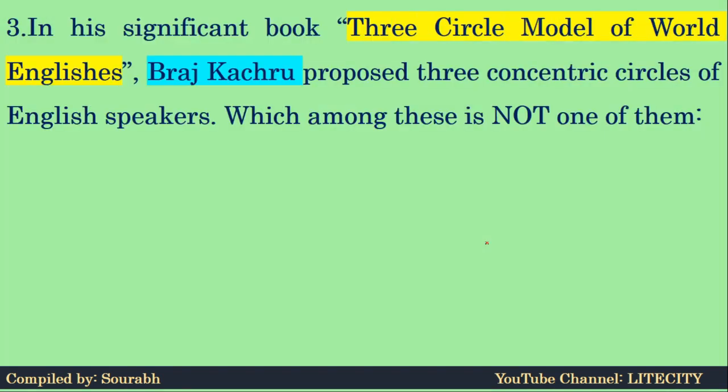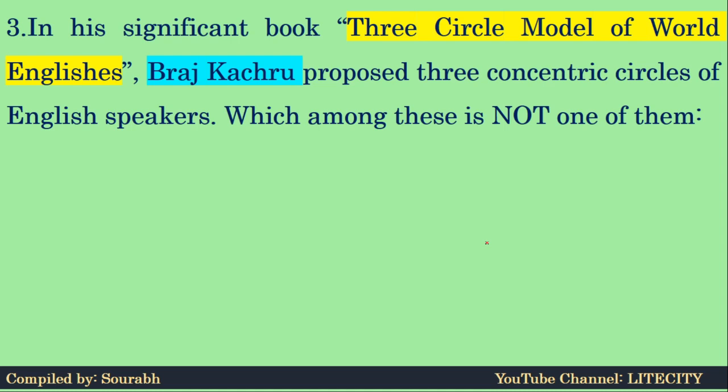Very important, we have this question. In his significant book, Three Circle Model of World Englishes, Braj Kachru proposed 3 concentric circles of English speakers. Which among these is not one of them? Okay, Braj Kachru, he is phenomenal, we can say, a name in this field of Indian Englishes.